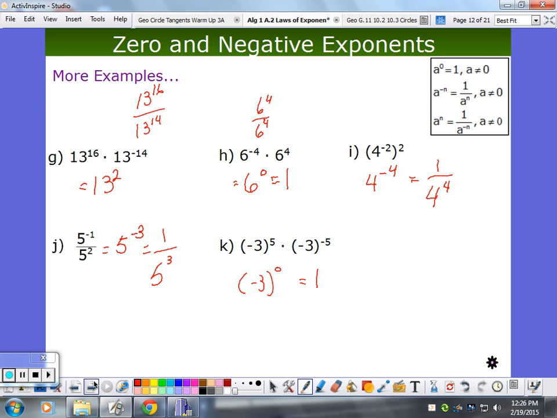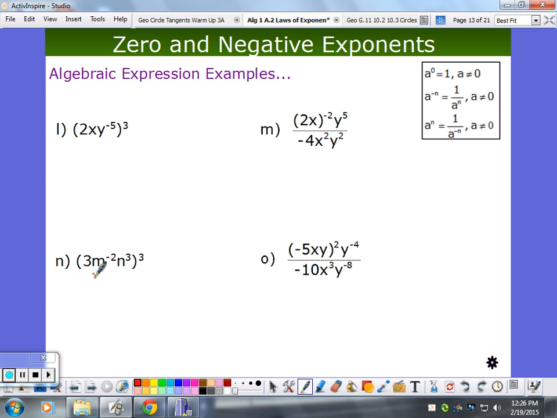Let's see where we are here. Oh, we got algebraics. Same thing. Okay, what's this one? It is 2 to the 3rd, x to the 3rd, and then 1 over y to the negative 15. If I only want to express this with positive exponents, it's not so bad. Got it? Take it one at a time.